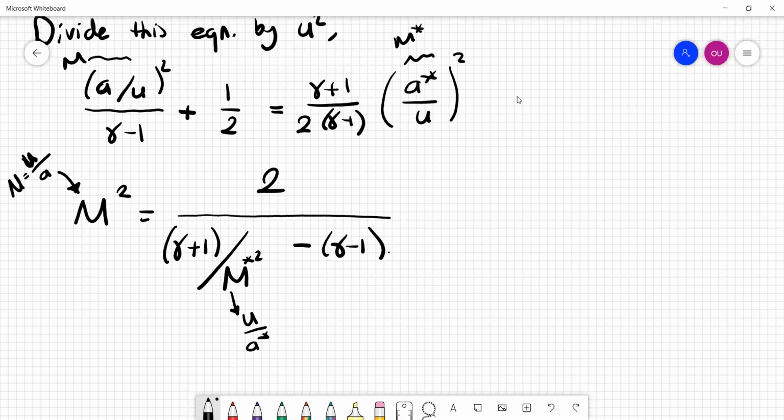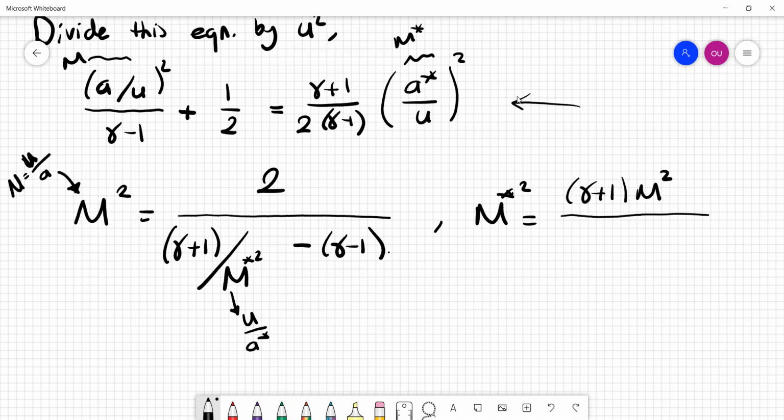Let me write this last equation, then let's give a break after that. If you solve for M, the local Mach number, you get this equation. You can also solve for the M star value from this equation and get this expression: gamma plus 1 times M square over 2 plus gamma minus 1 times M square. So again, a relation between M star and M, and it's important.